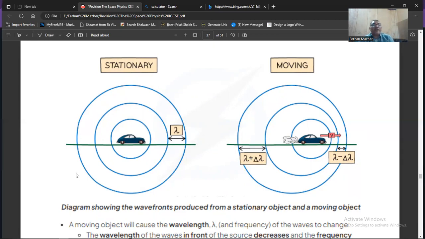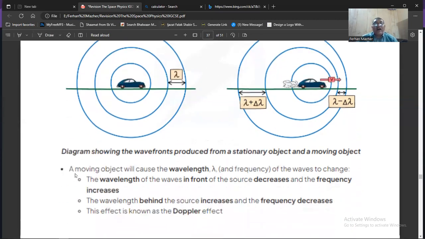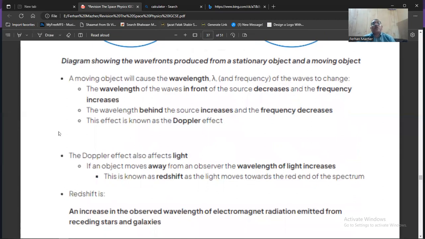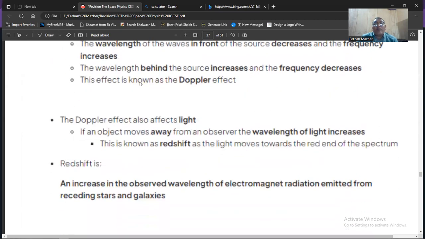The diagram showing the wavefronts produced from a stationary object and a moving object. A moving object will cause the wavelength, lambda, and frequency of the waves to change. The wavelength of the waves in front of the source decreases and the frequency increases. The wavelength behind the source increases and the frequency decreases. This effect is known as the Doppler effect.